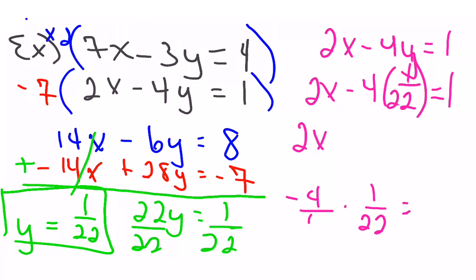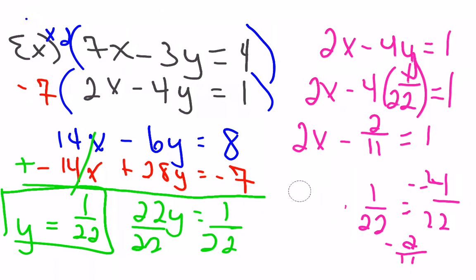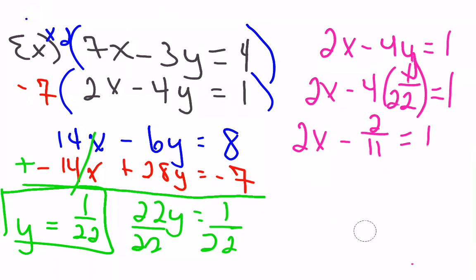Multiply straight across, so we get -4/22 reduces to -2/11. So we have 2x minus 2/11 equals 1. And then we have to move the -2/11 over to start solving for x. So we're going to add 2/11 to both sides.